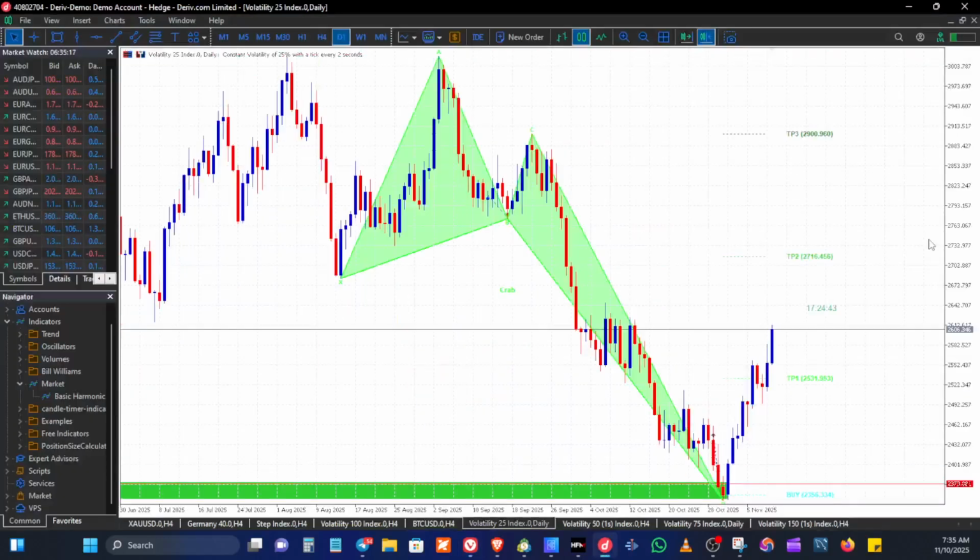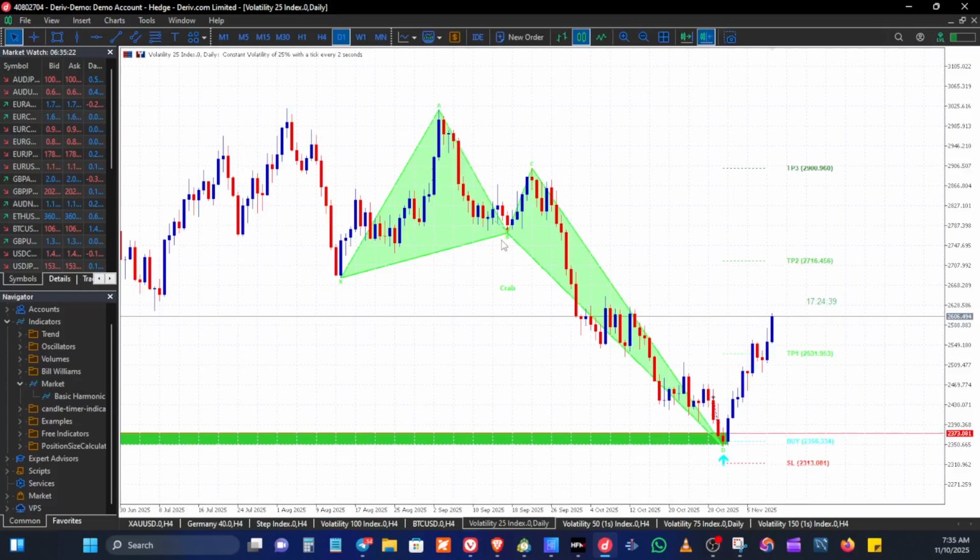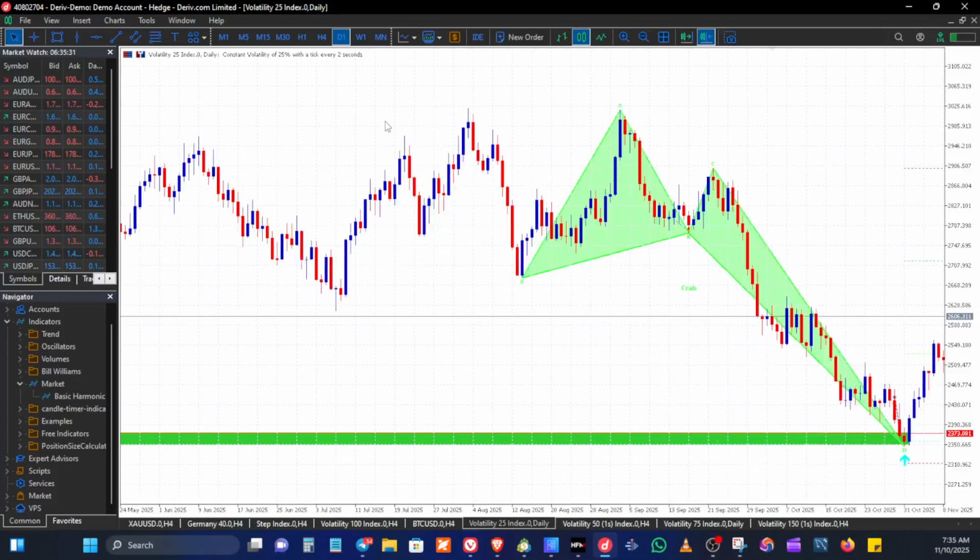V25 index, the same thing. I shared this setup with you guys on the WhatsApp group. Most of you that are in the trade, congratulations. If you're not in the trade, I'm sorry that you missed out, but maybe next time you'll be able to pay attention to whatever we are doing.